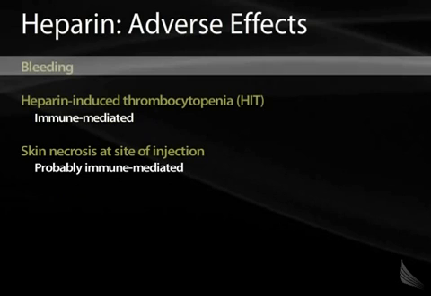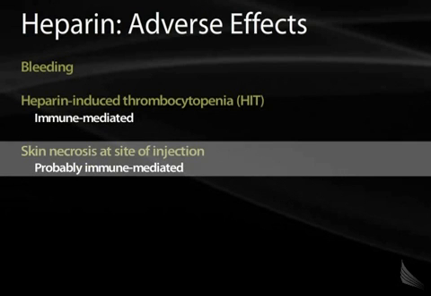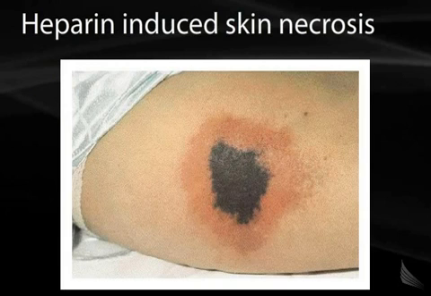Adverse effects of heparin include bleeding risk, and that includes bleeding into the brain as well as into the GI system. Other adverse effects include heparin-induced thrombocytopenia. Heparin-induced thrombocytopenia, or HIT, can actually lead to thrombosis, which is HITT. This is a very feared complication of heparin, and this is basically a heparin allergy. These patients cannot receive heparin ever. Another adverse effect of heparin can include skin necrosis at the site of the heparin injection. This is an example of heparin-induced skin necrosis at the site of injection of heparin.